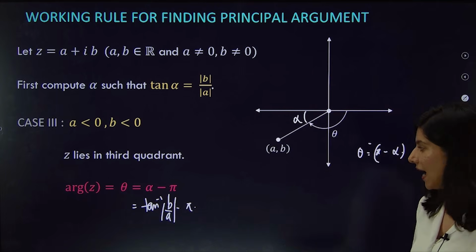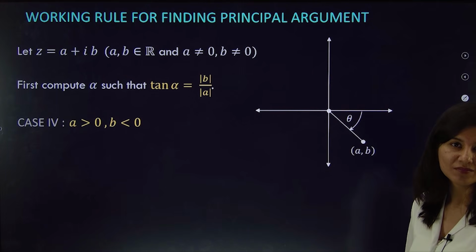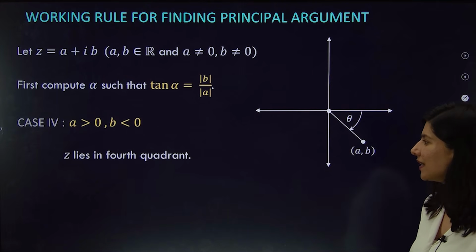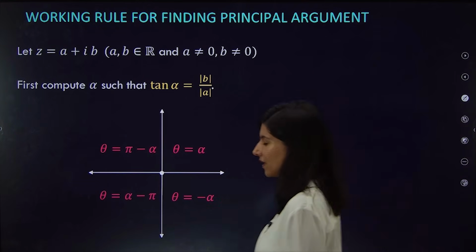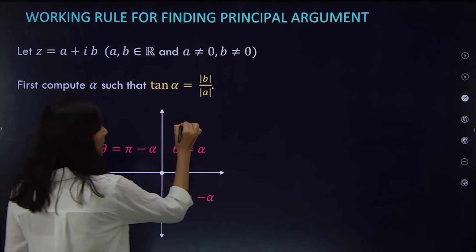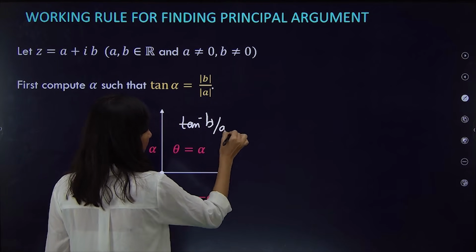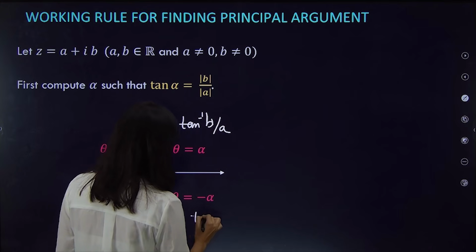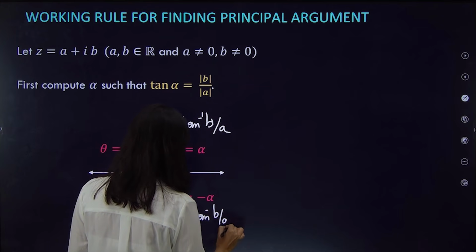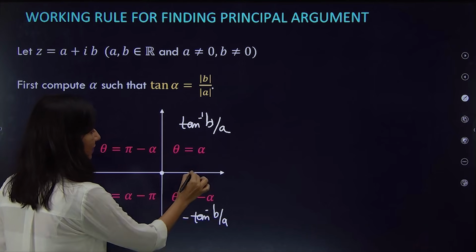Okay. And in the fourth quadrant, very easy. Minus of tan inverse B by A, that's it, because the angle is negative. So minus alpha, minus tan inverse B by A. All the four angles right here. Here the angle will be tan inverse B by A. Okay, here the angle will be tan inverse B by A with a negative sign, when only y is negative.